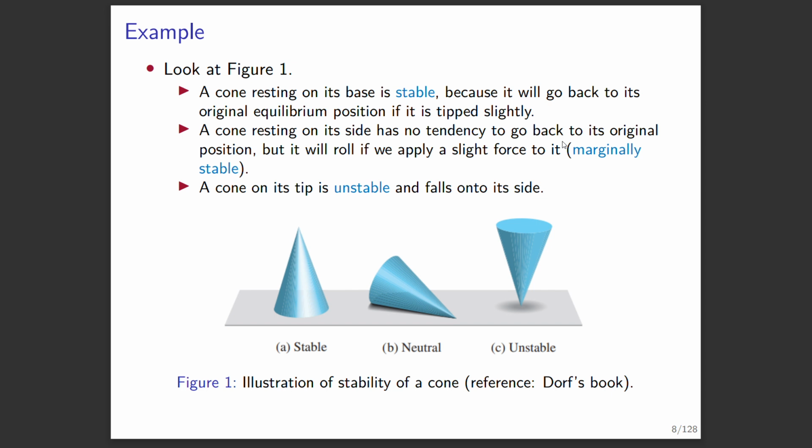Another example is the cone. If you have a cone on its tip, it is unstable, it falls onto its side. If you have a cone that rests on its side, it doesn't have any tendency to go back to its original position, so it's marginally stable. But if you have a cone resting on its base, it's stable, because it will go back to its original position if it's tipped slightly.